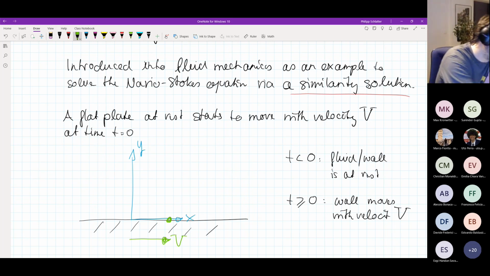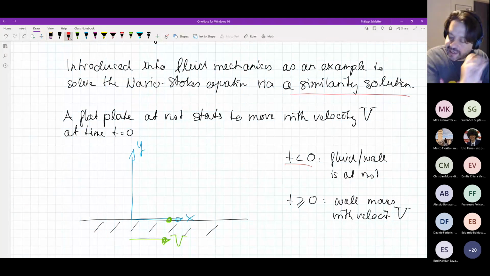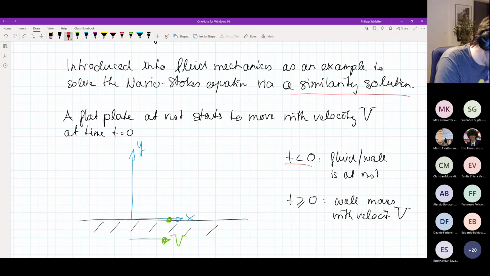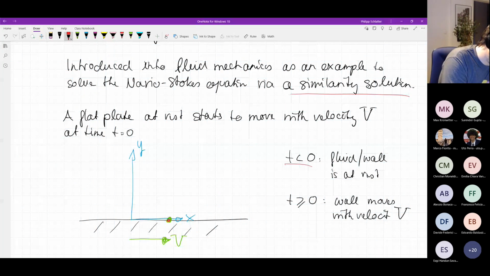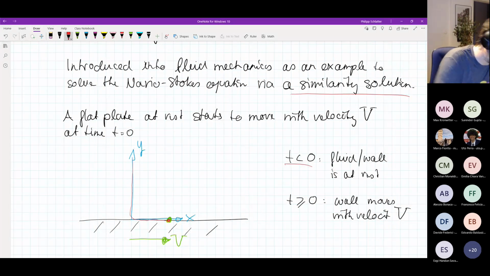And now the question is, physically speaking, what is happening, or what type of solution would one expect? Of course, for time lower than 0, everything is at rest. But then we have this instantaneous change in velocity. That means that at time being 0, the fluid particles right at the wall, because of the no slip boundary condition, will have a velocity which is V, but then everything else would still have zero velocity. So this here would perhaps be the velocity profile at t being 0.